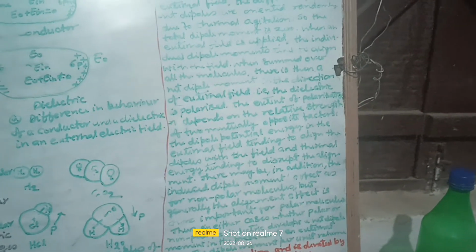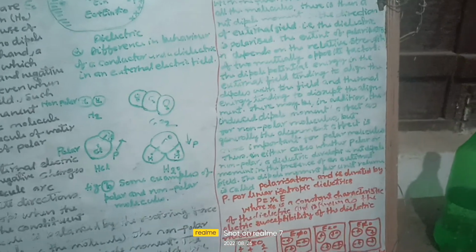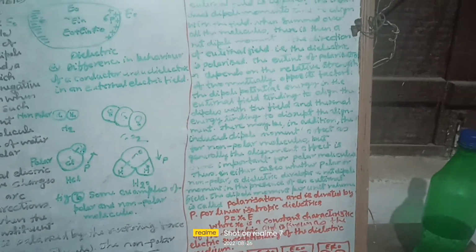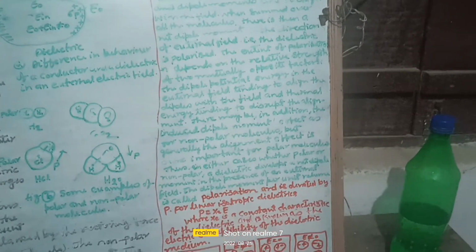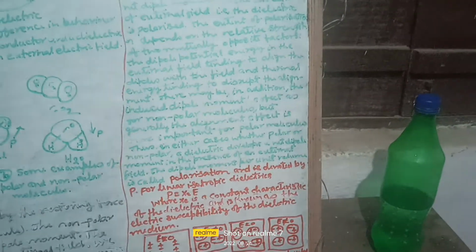Thus, in either case, whether polar or non-polar, a dielectric develops a net dipole moment in the presence of an external field. The dipole moment per unit volume is called polarization and is denoted by P. For linear isotropic dielectrics, P = χe E, where χe is a constant characteristic of the dielectric and is known as the electric susceptibility of the dielectric medium, as shown in the figure. A dielectric develops a net dipole moment in an external electric field.